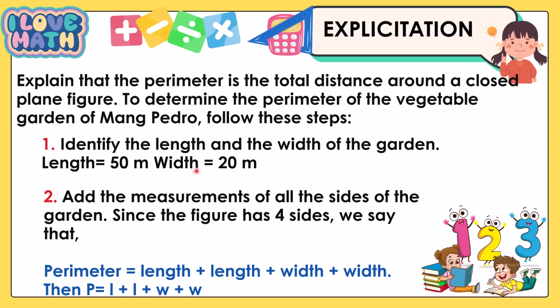Since the figure has 4 sides, we say that perimeter is equal to length plus width plus length plus width. Then, P is equal to L plus W plus L plus W.